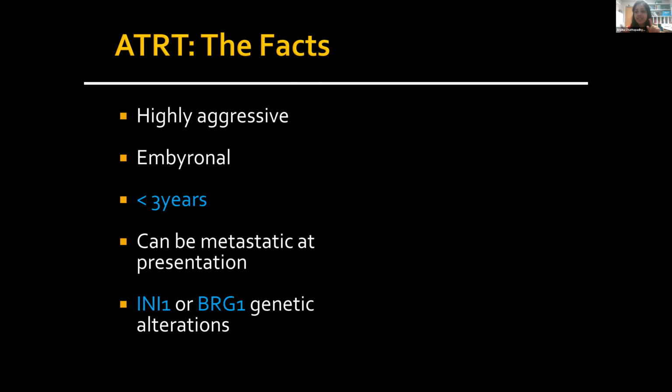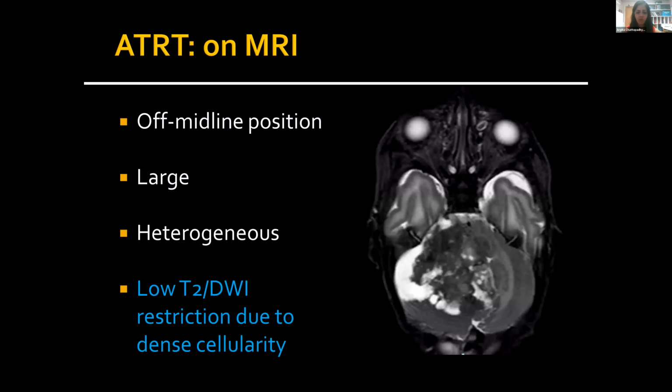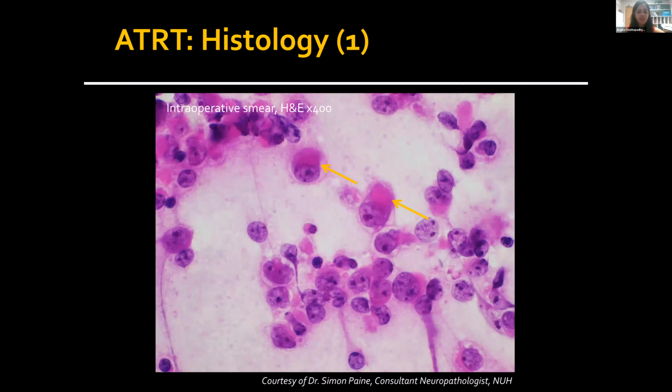As part of their diagnostic definition, you need to have the INI1 or the BRG1 genetic alteration. And if you don't have that, then you can't call it an ATRT, you give a more descriptive name. So on MR, you're looking for an off midline heterogeneous tumour, areas of cystic change. The T2 areas can also show really low signal, and those were the ones that were ADC low signal as well, so very cellular.